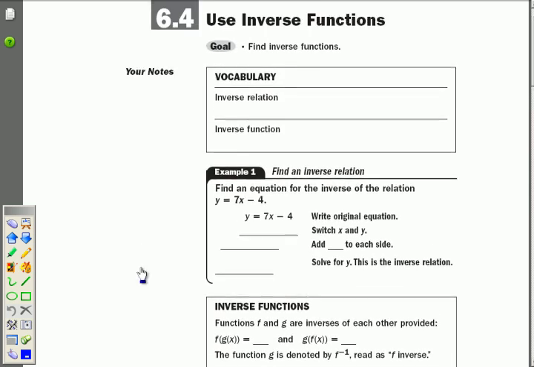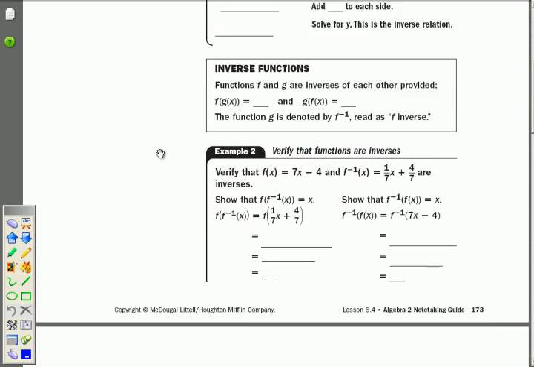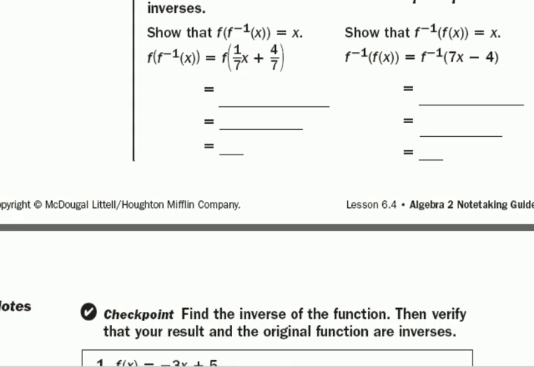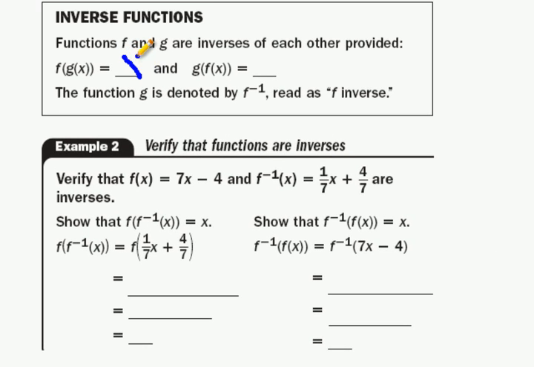The one thing we know about inverse functions is that if we take the composite that we just learned about in the last lesson, if we take the composite of each function, f of g of x has to be x, or g of f of x has to be x, if f and g are inverses of each other. Therefore, if I ever get x when I'm doing a composite, I know that those two things were inverses of each other.